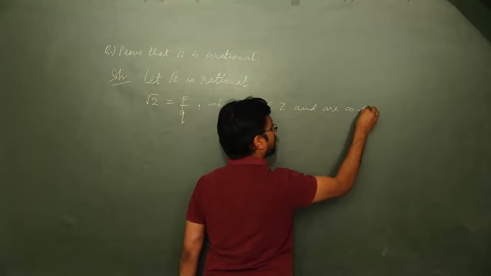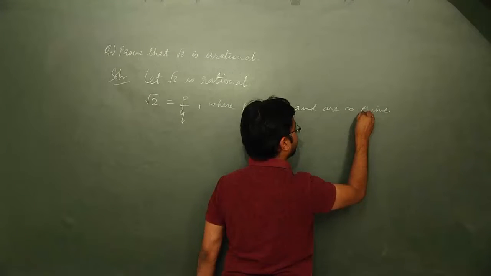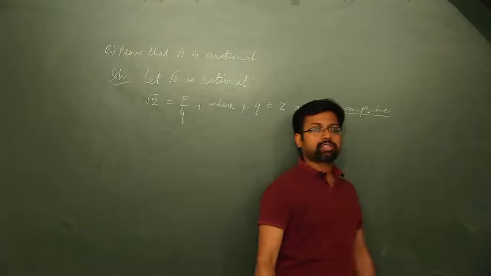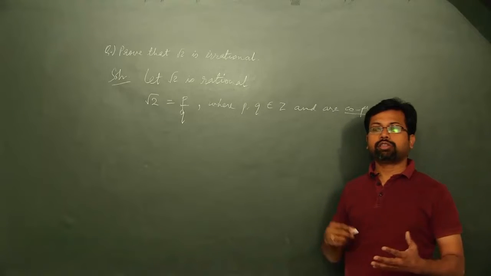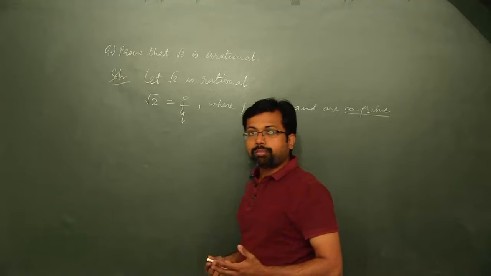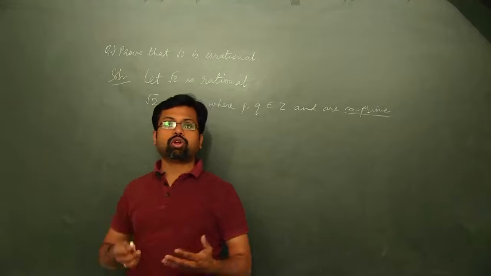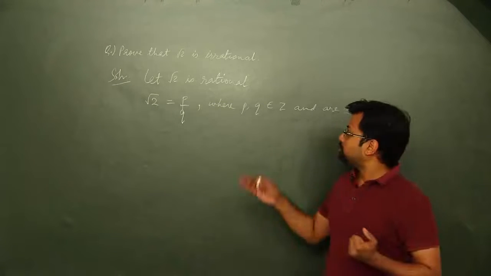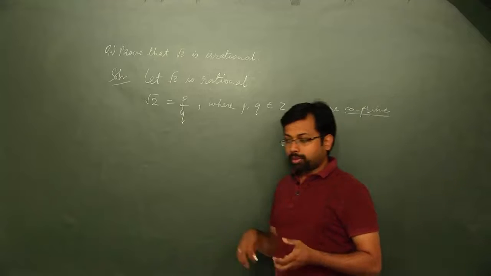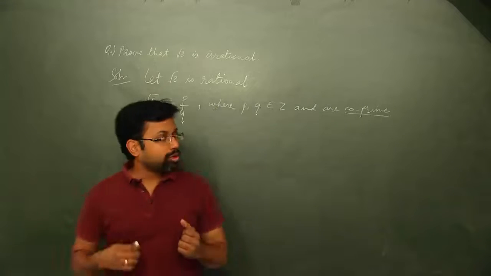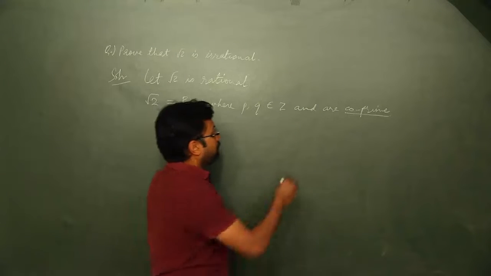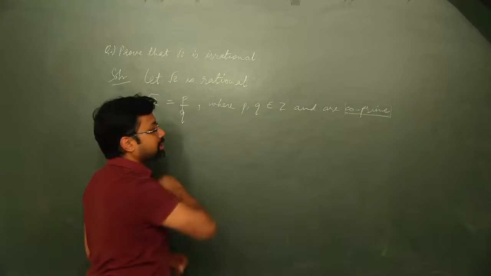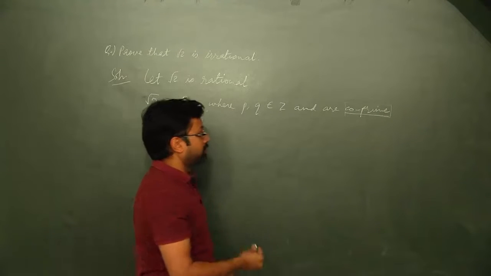What are co-prime numbers and why did we write this? The definition of a rational number that you have studied is that any number that can be written in the form p by q, where p and q are integers and q not equal to 0, is a rational number. There was no mention of co-prime there, but here we are mentioning it. Why? What is the reason behind it? When you write co-prime, this makes the p by q form the standard form of a rational number.